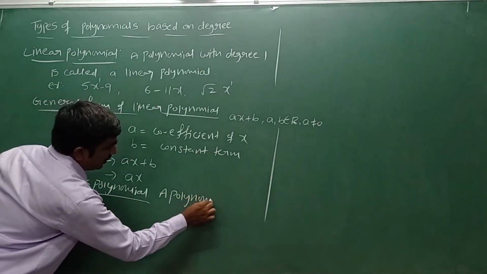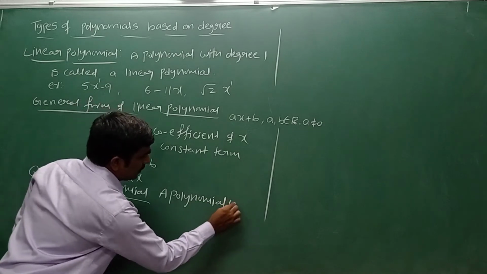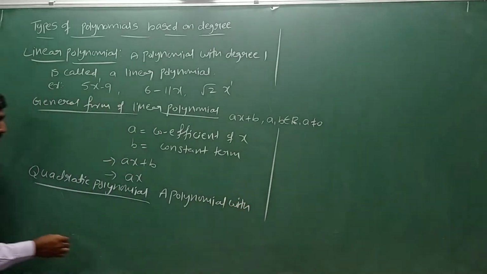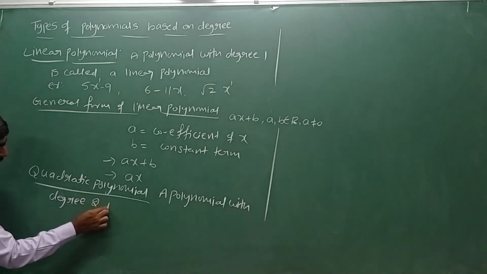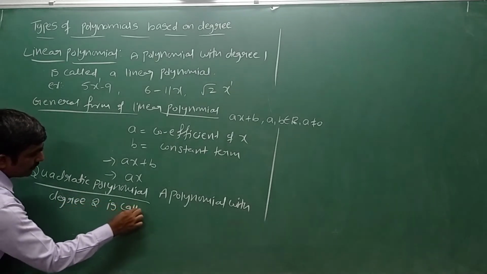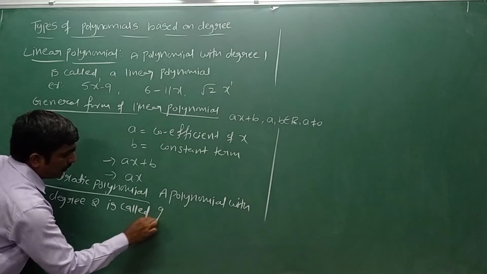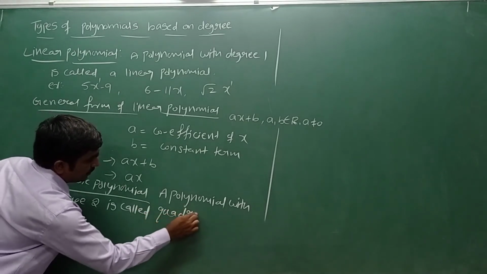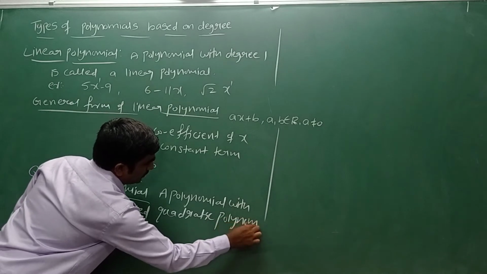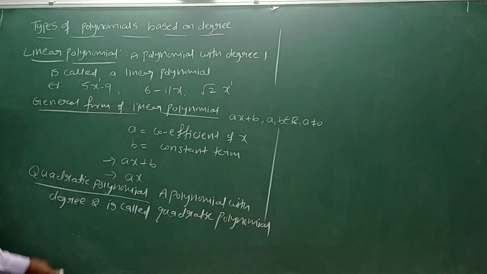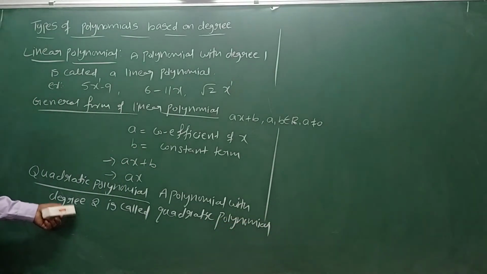A polynomial with degree 2 is called a quadratic polynomial. Quadratic polynomial means what? Highest power is 2. Then only it is called a quadratic polynomial.